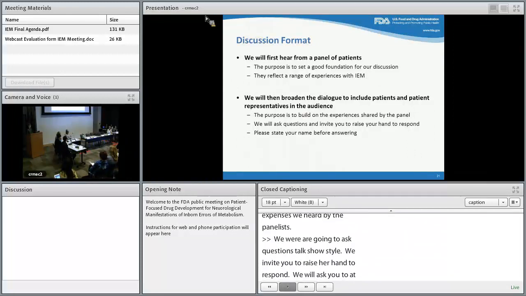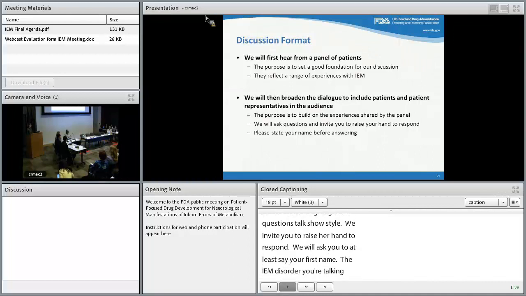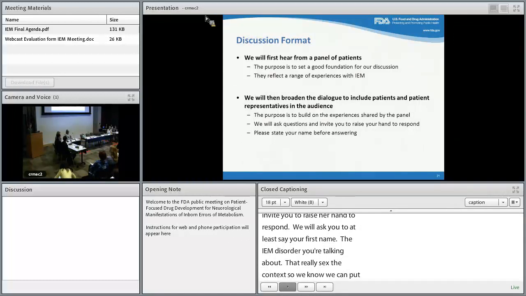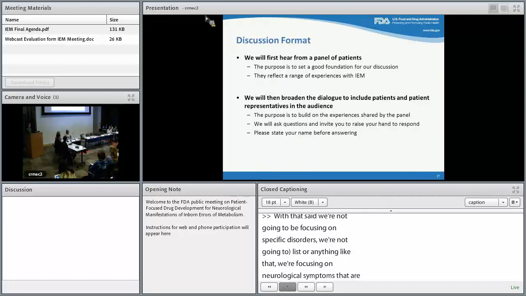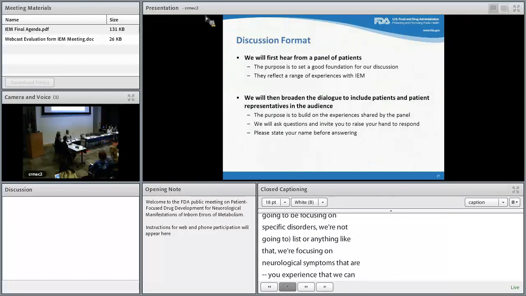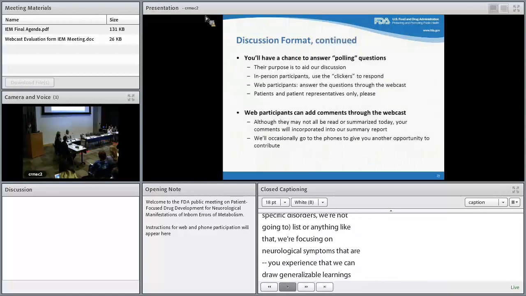We'll ask you to at least say your first name and the IEM disorder that you're talking about. That really sets a context, so we know we can have the disorder in the back. With that said, we're not going to be focusing on specific disorders. We're not going to run through a list or anything like that. We're focusing on neurological symptoms that you experience, so we can draw generalizable learnings from across all the different disease areas.